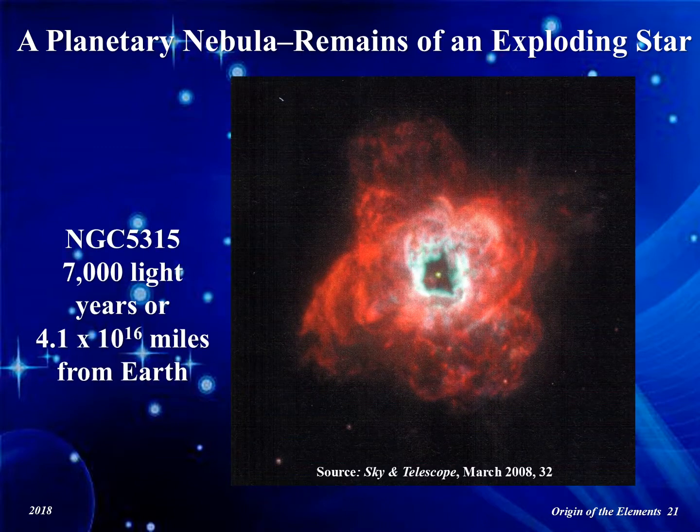This astrophotograph shows what is called a planetary nebula, the remains of an exploding star. It consists of an expanding glowing shell of ionized gas ejected from a red giant star late in its life. This nebula has the name NGC 5315. NGC stands for the New General Catalogue, which is a catalogue of 7,840 deep sky objects. This nebula is 7,000 light-years or 4.1 times 10 to the 16th miles from Earth.